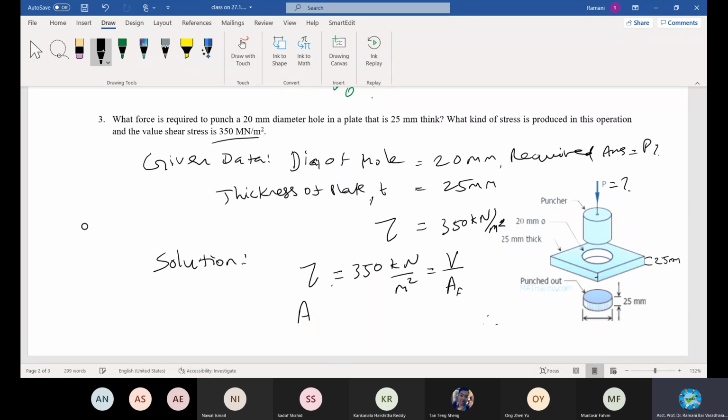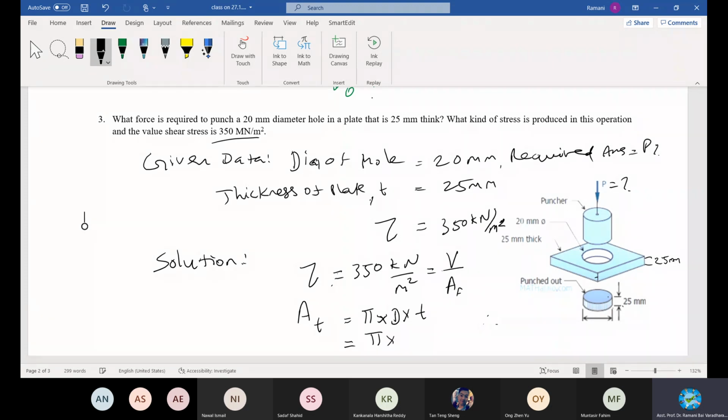Can anyone tell me what is the area on which the shear force is acting? Circumference only, isn't it? Only the circumference. How do you find the circumference? Pi d, right? Circumferential area, not surface area, not the cross-sectional area, but circumferential area. It is not on the surface only, but to the thickness of 25. Hence, I can write pi dl or pi dt. We can put pi dt.